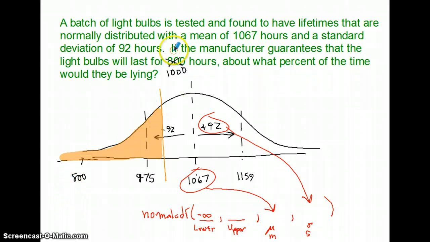And you know what? In court, that might even stand up. I don't know the laws about that kind of stuff. But if all of a sudden you were going to say these things last 1,000 hours, you'd be lying to a lot more people. Let's just see how much you'd be lying.